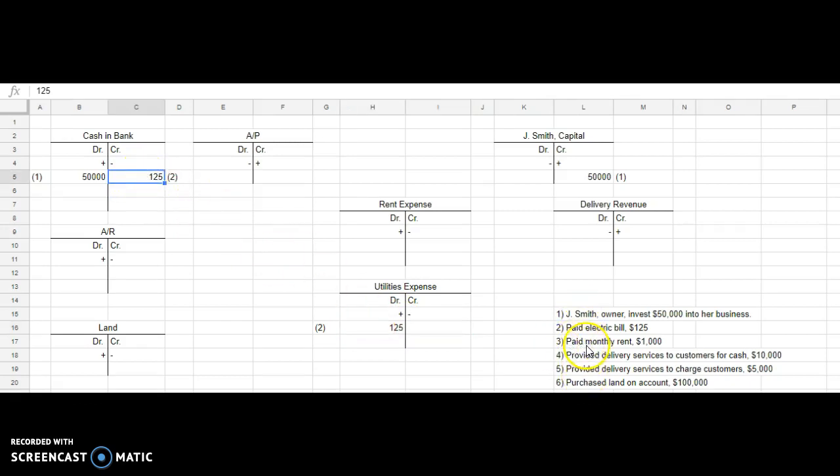The next one, paid monthly rent $1,000. So you paid the rent, so your rent expense goes up, which actually decreases the capital, but you keep a running total. So rent expense increases, you paid it, your cash and bank goes down. Your debit must equal your credit. And that was number 3.